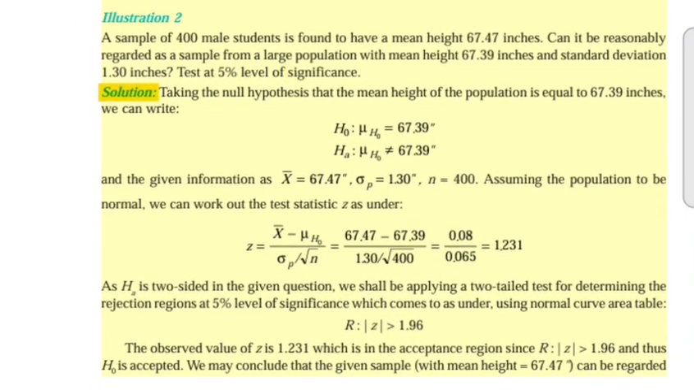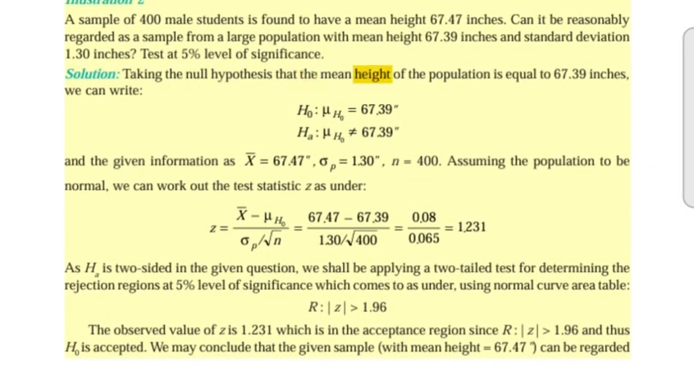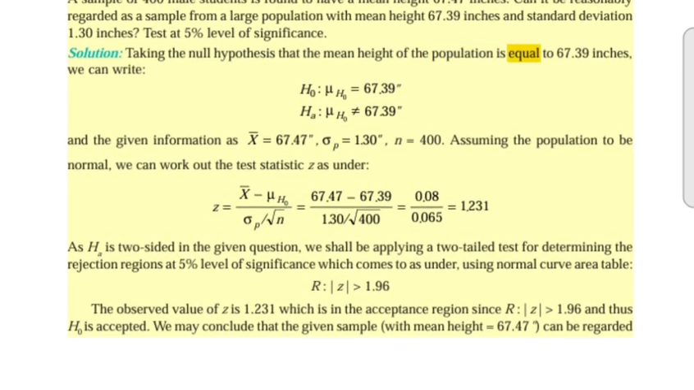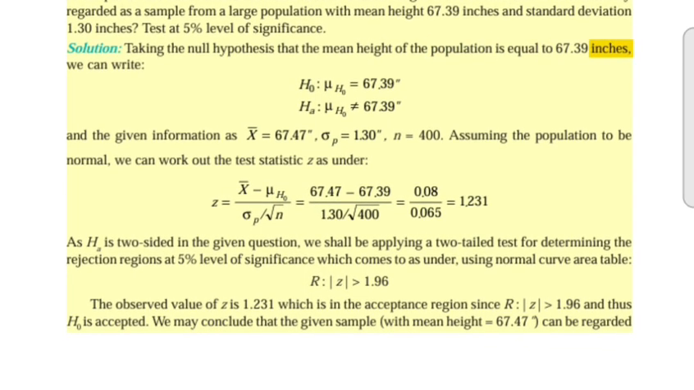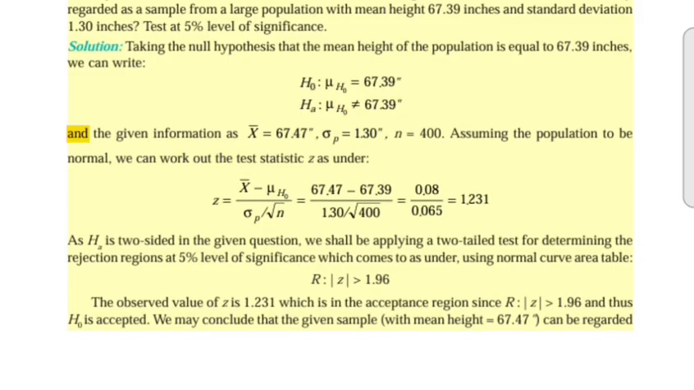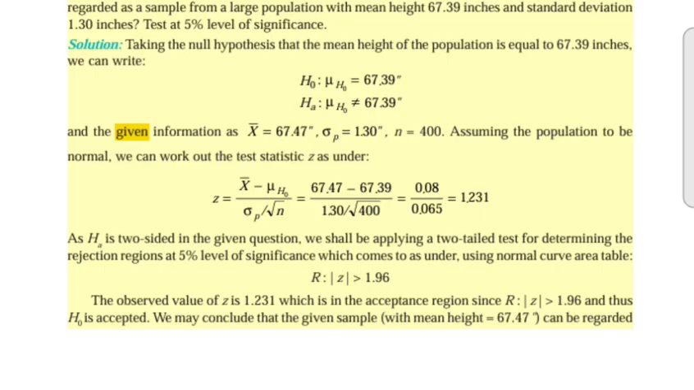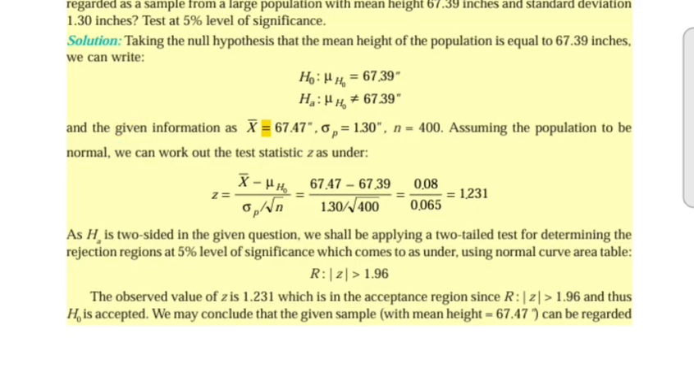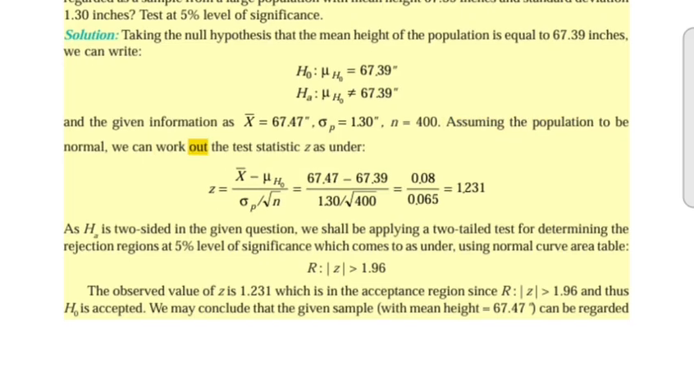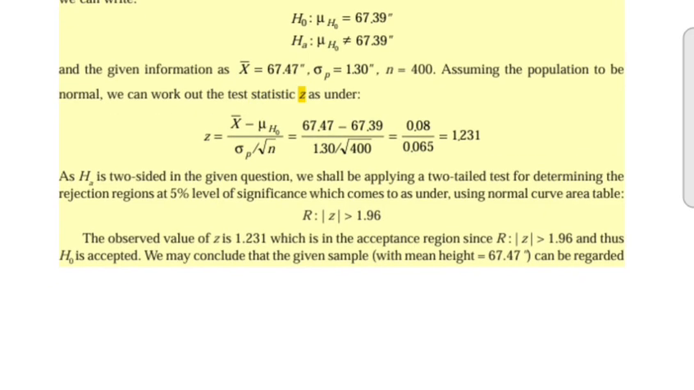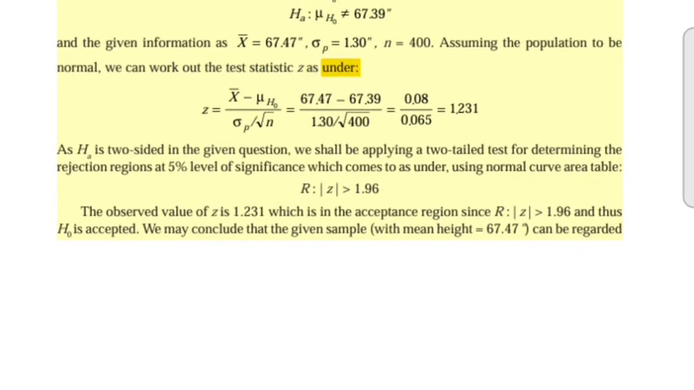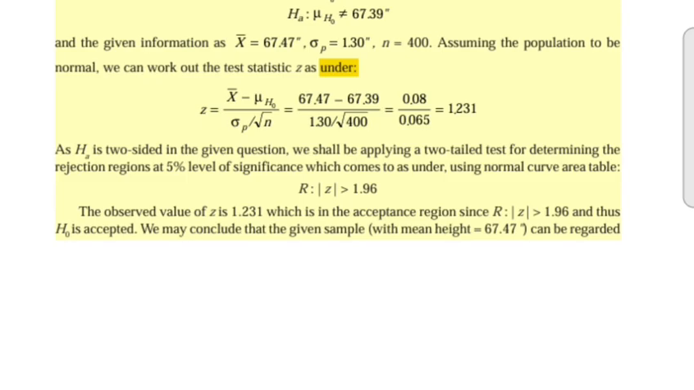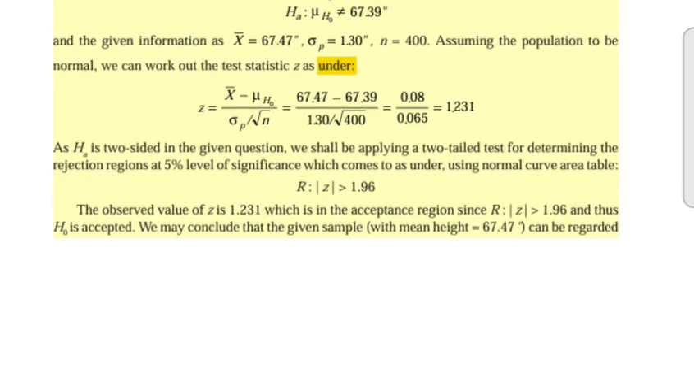Solution. Taking the null hypothesis that the mean height of the population is equal to 67.39 inches, we can write H0: mu = 67.39, Ha: mu not equal to 67.39, and the given information is x-bar = 67.47, sigma_p = 1.30, n = 400. Assuming the population to be normal, we can work out the test statistic Z as under. Z = (x-bar minus mu_H0) divided by sigma_p over root n = (67.47 minus 67.39) divided by 1.30 over root 400 = 0.08 / 0.065 = 1.231.